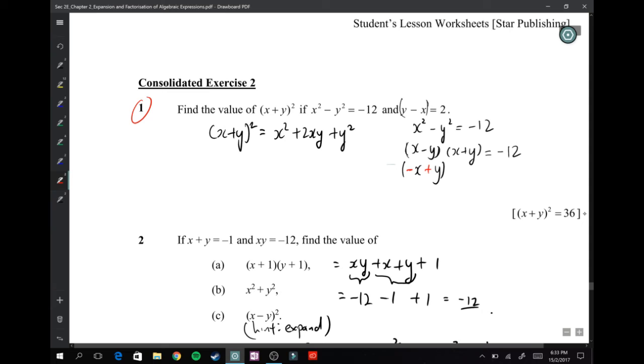The negative sign outside, I'll write it in blue. Okay, and the rest just continues. So the negative sign will remain, but I realize that this is minus x plus y, which can then be written as y minus x, and they say y minus x is 2. So in our next step, we can actually replace this y minus x with 2. But the negative sign must remain, okay? Because they say y minus x is 2. They didn't say negative bracket y minus x is 2.